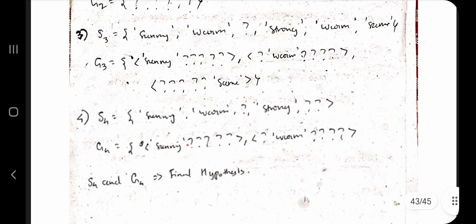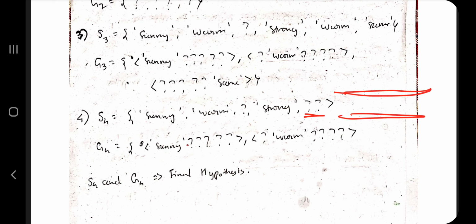Cool is there, warm is there, you will write question mark. Change is there and same is there, you will again write question mark. So two question marks you will be writing here, here and here. At the last two you will be writing question marks. Okay, understood? Last two you will be writing question mark. Just write the last row here, write S3 here and compare it yourself.